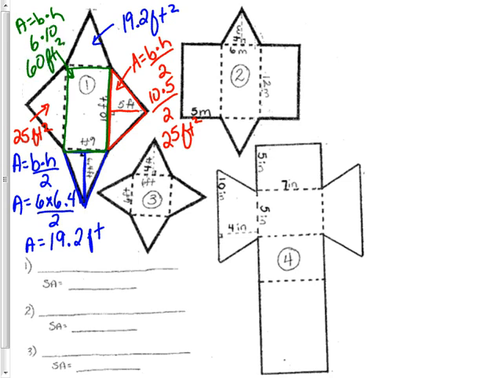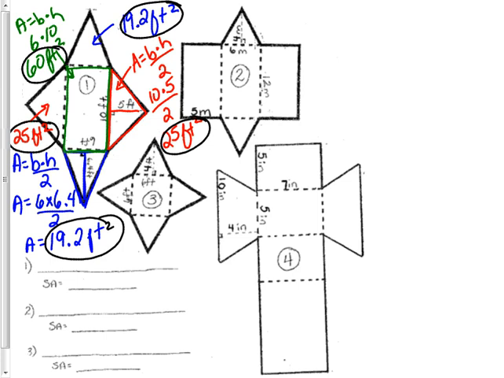And my last step is I need to go through and add all of my areas. There are 5 faces, so I should have 5 numbers. I'm going to have 19 and 2/10 square feet, 25 square feet, another 19 and 2/10 square feet, 60 square feet, and 25 square feet. And when I add all of that together, I'm going to get 148 and 4/10 square feet as the total surface area for that figure.